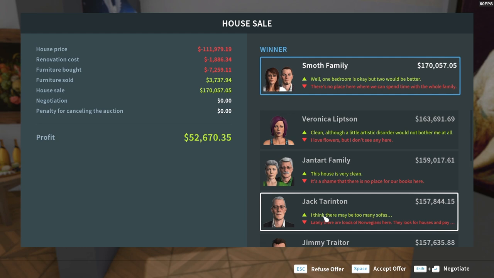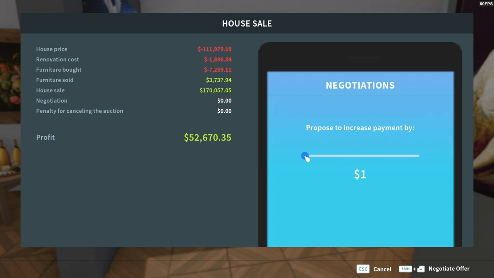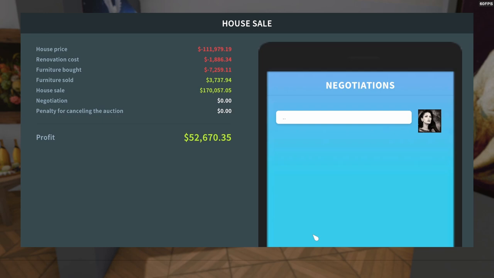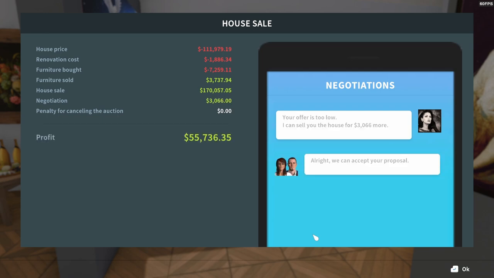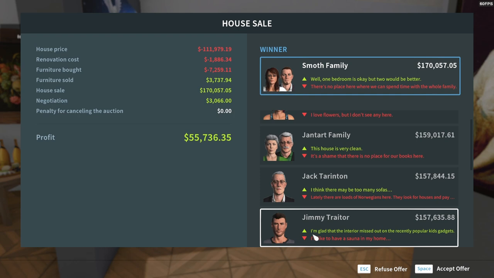Boy, the Smoth family has been buying a lot of stuff for me lately. So, they offered $170,000. I think I'm going to ask for more. Let's get another $3,000 out of it. Or not. Wish I could just put numbers in here. Accept. So we're going to end up making $55,000. I mean, it could be worse. So, let's accept.